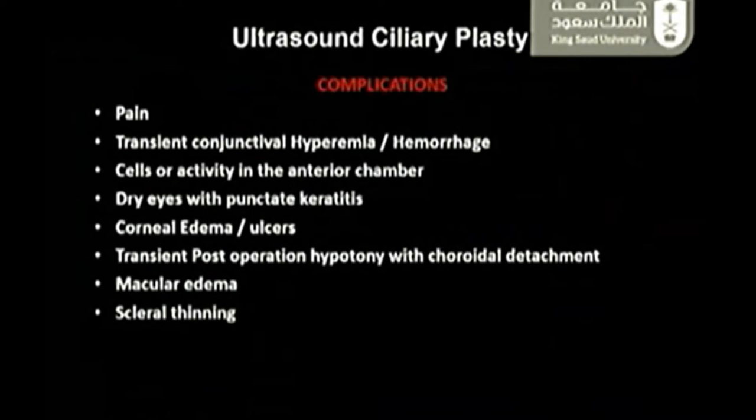There are certain complications associated with UCP, or ultrasound ciliary plasty, which include pain, transient conjunctival hyperemia or hemorrhage, cells or flare in the anterior chamber, especially in patients with uveitis, dry eye with punctate keratitis, corneal edema, sometimes corneal ulceration if the conjunctiva or cornea is dry, transient postoperative hypotony with choroidal detachment, macular edema, scleral thinning sometimes can happen, and change in the visual acuity, especially in phakic patients, of one or sometimes can reach two lines.